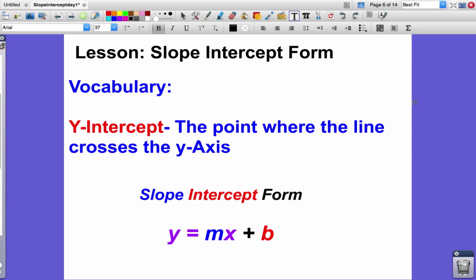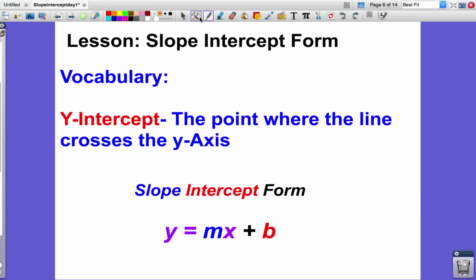All right, hello class, and this is the video for slope-intercept form. That is the lesson for the day, okay? And we do have some vocabulary with this lesson, and the vocabulary is just going to be y-intercept, okay? And the y-intercept is the point where the line crosses the y-axis.